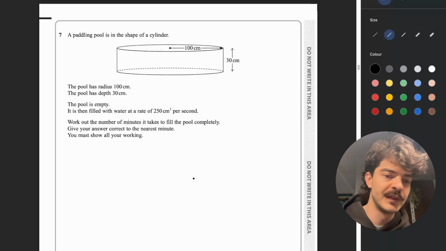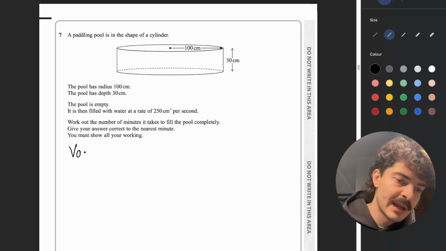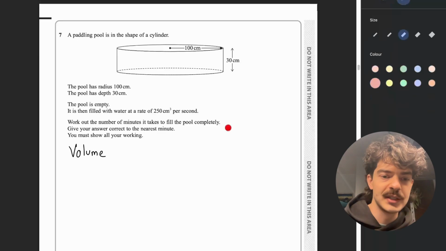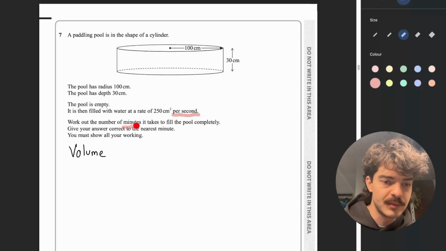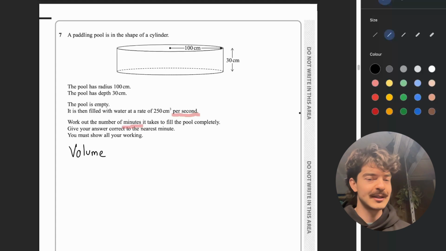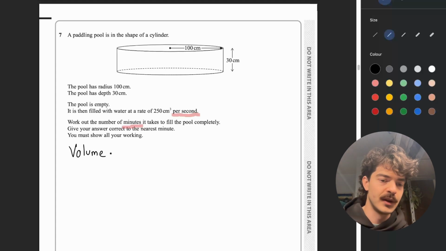Okay, so for this, we're going to have to work out the volume. And then notice we've actually got a unit inconsistency here. We've got per second filling here, and we want our answer in minutes. So we can come back to that later, and we're going to have to figure out how many minutes, not seconds, it's going to take to fill the pool. But let's start by trying to find our volume.